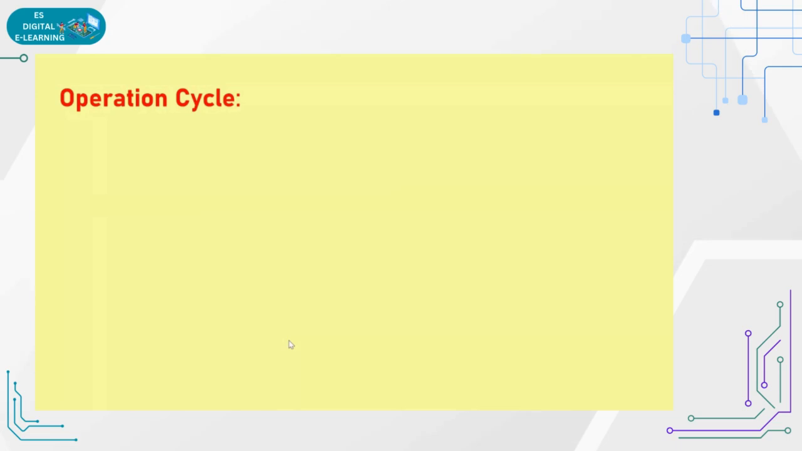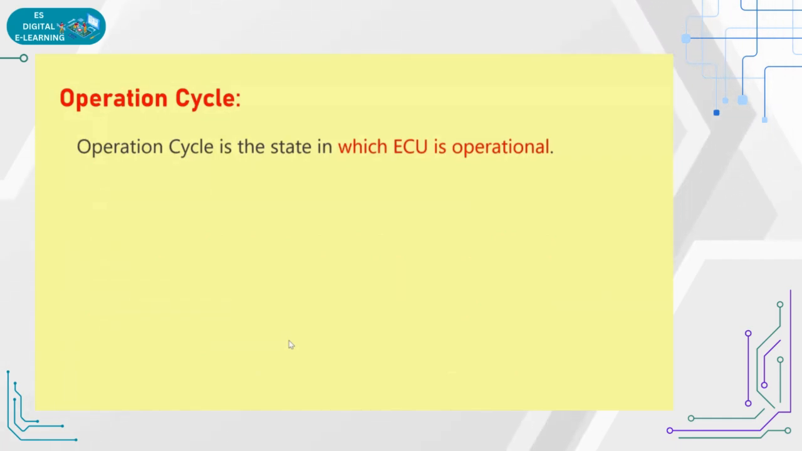Even when we go to the doctor, he will check the body temperature, take the stethoscope and check our breathing conditions and the heart pulse. Those initial phases we call the operation cycle. Here, the operation cycle is the state in which the ECU is operational. So who is the patient here?